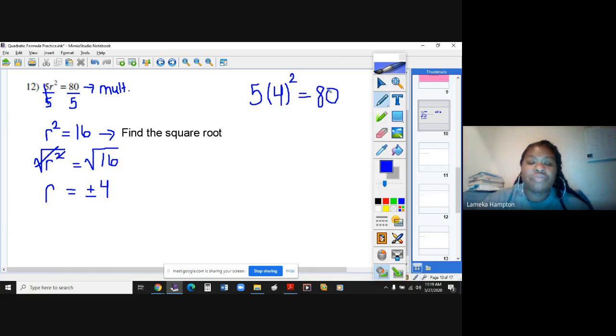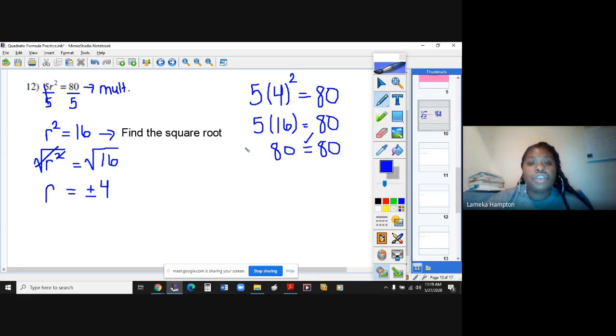All right, so we're going to go with Please Excuse My Dear Aunt Sally. We technically don't have any parentheses, but we do have an exponent. So we have 4 squared, which is the same thing as saying 4 times 4, and that gives me 16. Now I'm still keeping it in the parentheses because remember, parentheses also denote multiplication. So the last time I checked, 5 times 16 is 80. And 80 checks out. So therefore, positive 4 is one of my correct solutions.